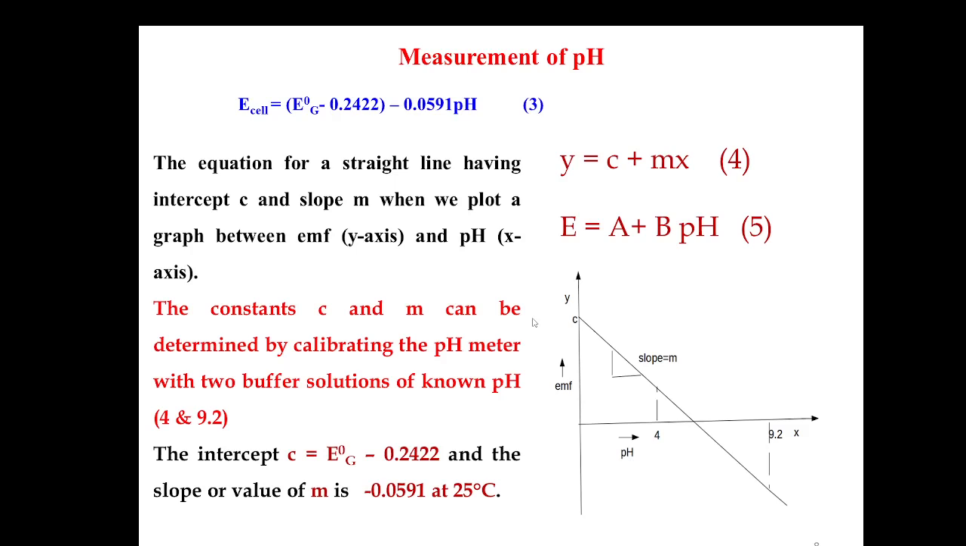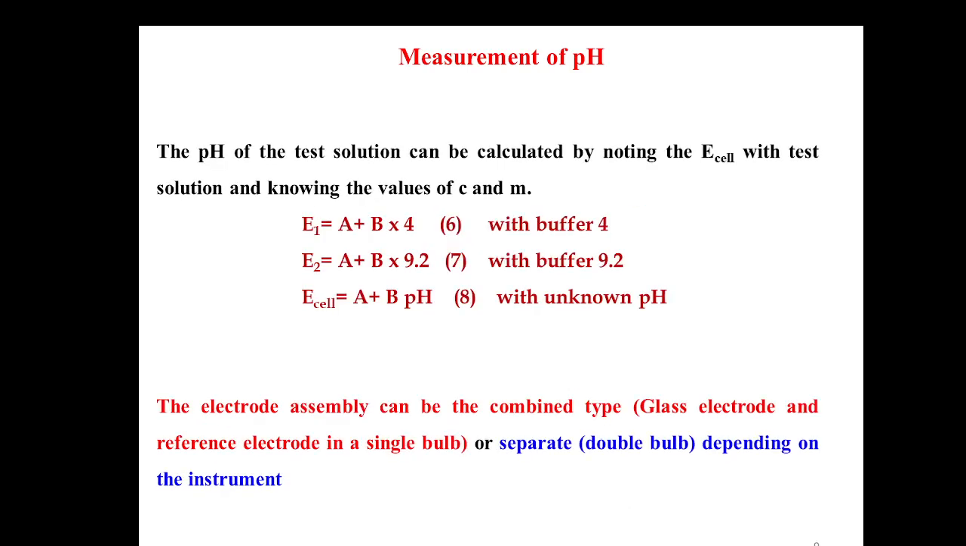Corresponding to pH 4 and pH 9.2, we will get EMF values. For the buffer of pH 4, let the EMF be E1, and for the buffer of pH 9.2, let the EMF be E2. Using equations 6 and 7, we can solve for the values of A and B, and these values of A and B can be used for the determination of the pH of any solution.